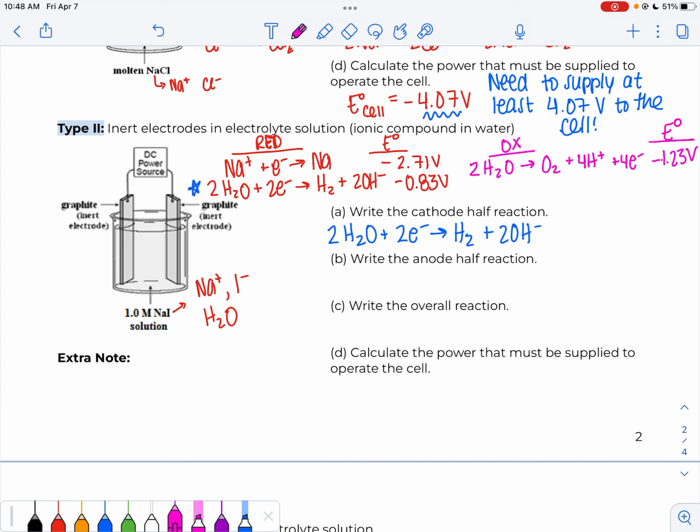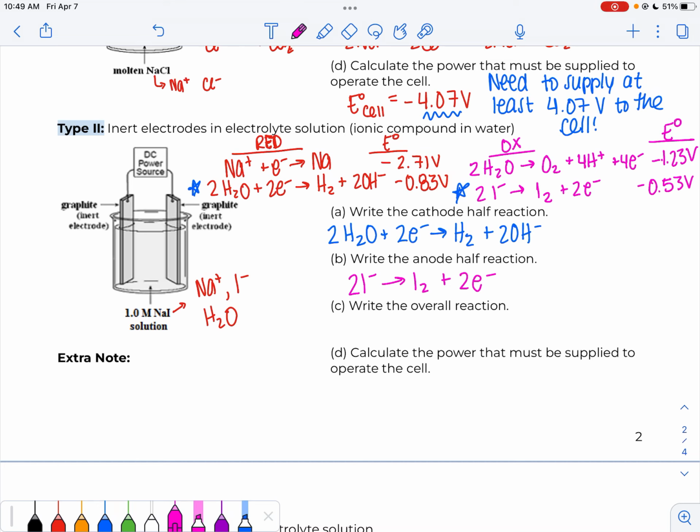So the other possible oxidation that can be happening is iodine. So what would this look like? Well, this would be I- ions going to produce elemental iodine. So balance this out, add 2 over there. Since we're oxidizing, we'll be losing 2 electrons, just like that. And this E cell value is 0.53 volts. So what's actually being oxidized? The iodine. It's got the higher value, so it must be the half reaction that's happening at the anode. So this is our anode half reaction.